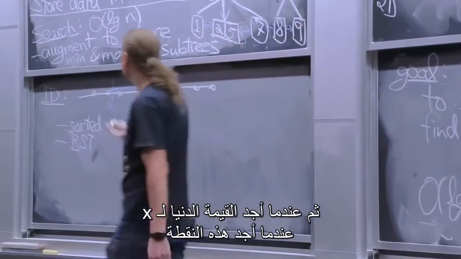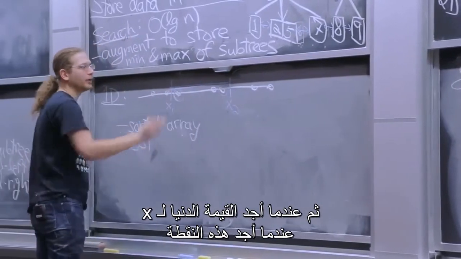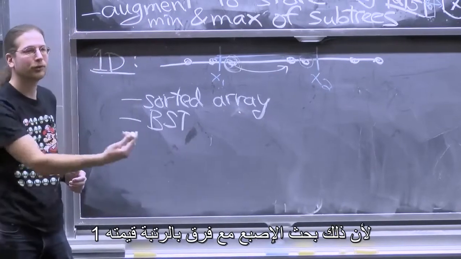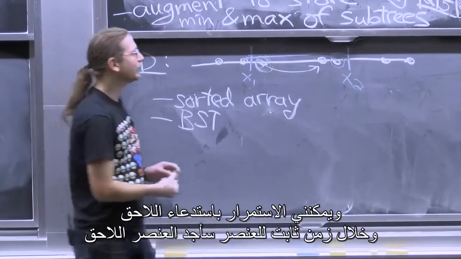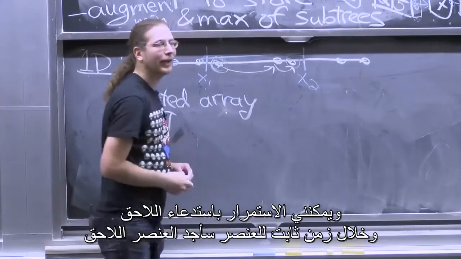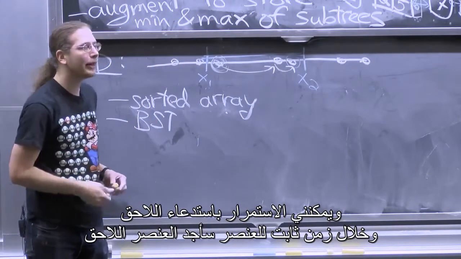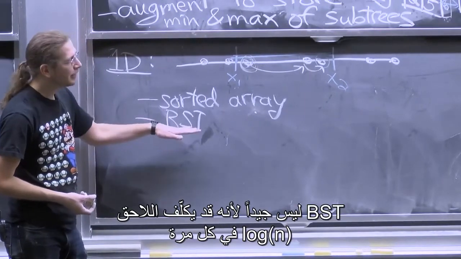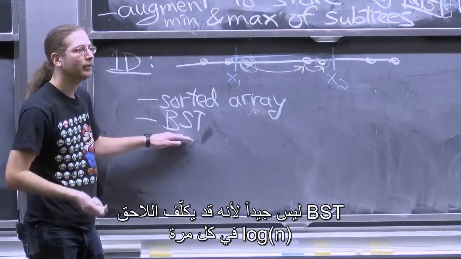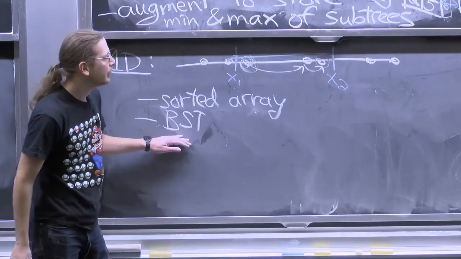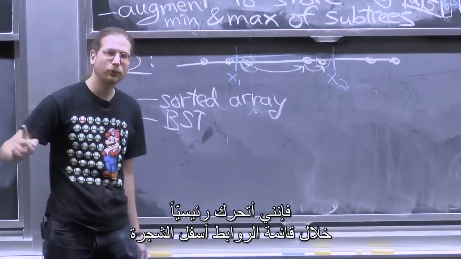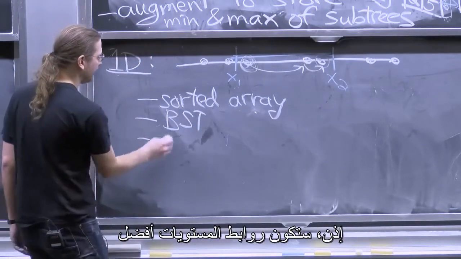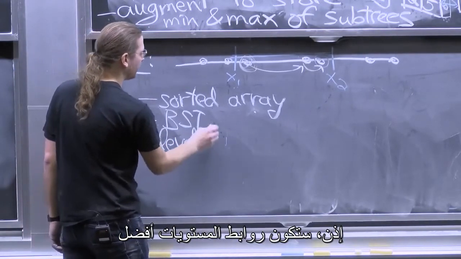Then, once I find x min, I find this point, I can go to the successor in constant time, because that's a finger search with a rank difference of 1. And I could just keep calling successor, and in constant time per item, I will find the next item. So we could do that easily with a sorted array. BST is not so great because successor might cost log n each time. But if I have the level links, then basically I'm just walking down the linked list at the bottom of the tree. Okay, so actually level linked is even better.